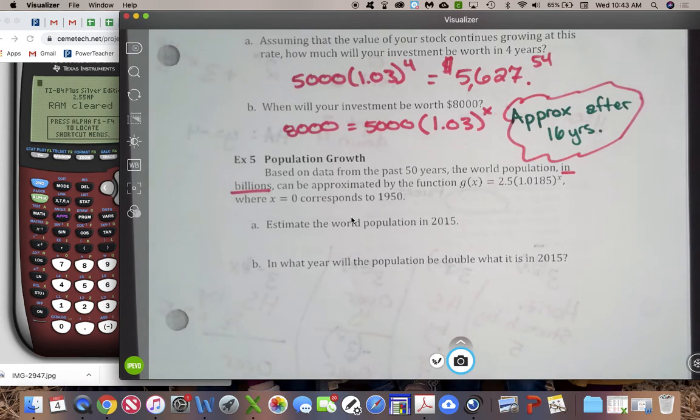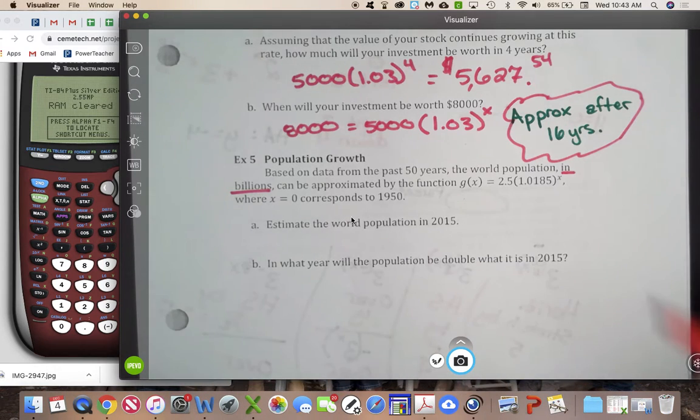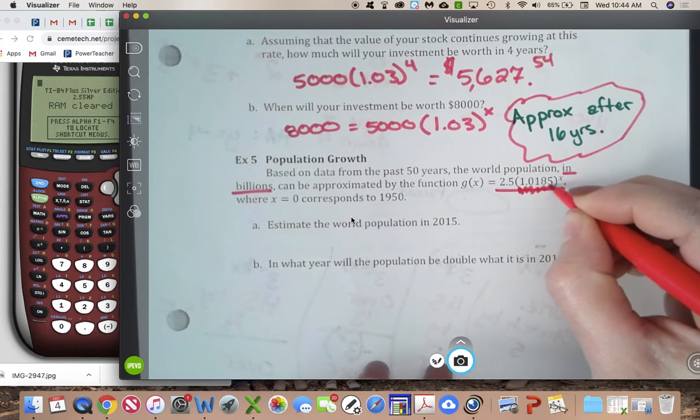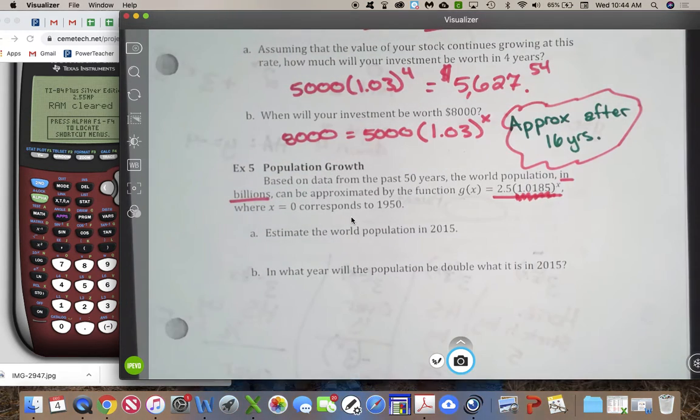This is a growth function, okay, because the number that I'm taking the variable to is a number that's bigger than 1. So it is a slight growth, 1.01 or 1.02 is slightly bigger than 1. Estimate the world population in 2015. So how can I do that?